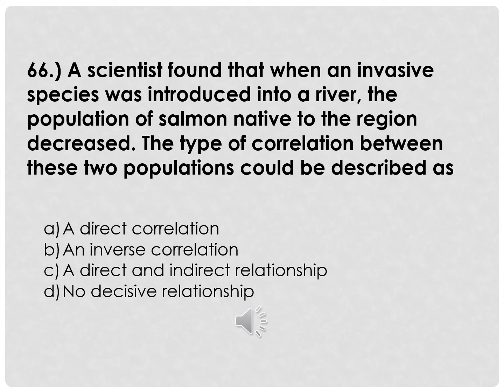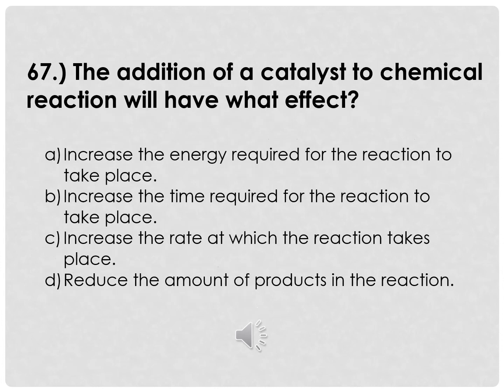A direct correlation, when you increase one thing, the other thing goes up. In this case, we are increasing the invasive species in the river. However, the population of salmon is decreasing. So one thing goes up, the other goes down. That's an example of an inverse correlation. Letter B.